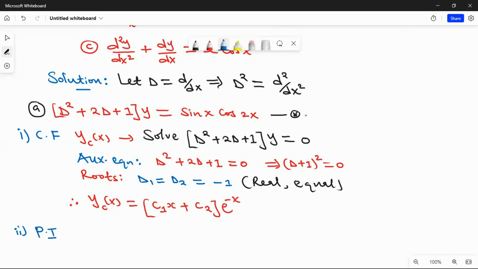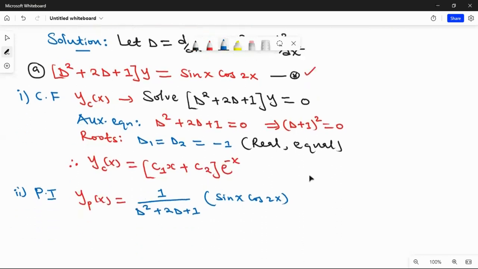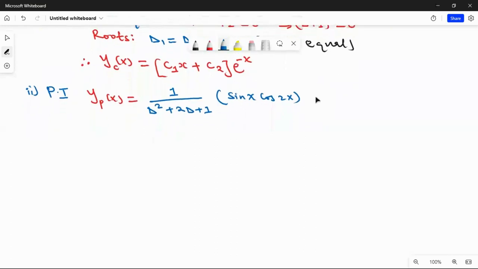Particular integral. Remember, we are using the inverse D operators method. So y p of x, how do we get it? You need to make y the subject in equation star. So you're going to divide by the coefficient of y in that equation star, so that we'll have 1 over D squared plus 2D plus 1. This should operate on sine x times cosine of 2x. This is a product of sine and cosine. How do you operate on that? That's the question. So let me comment on this function that you need to operate on.